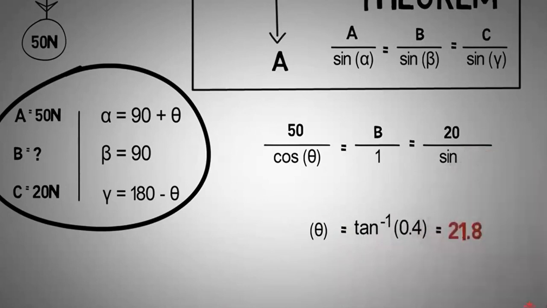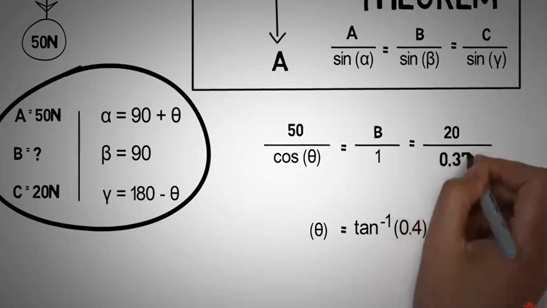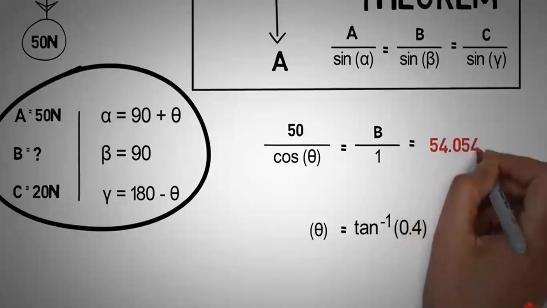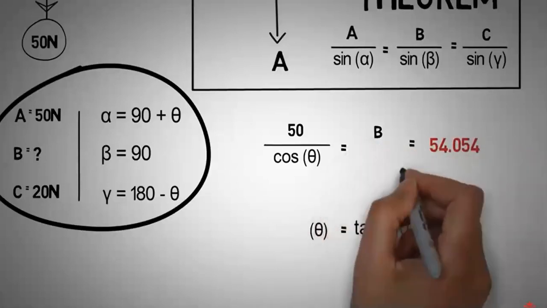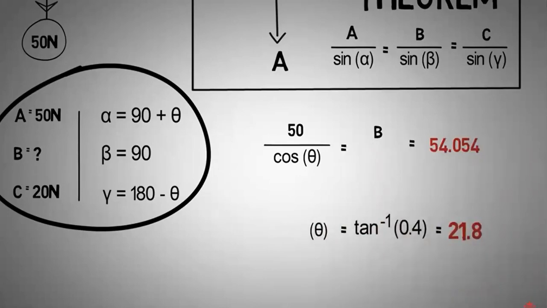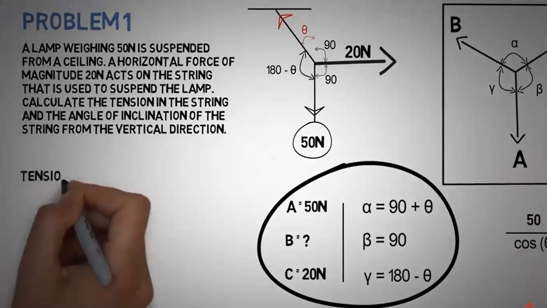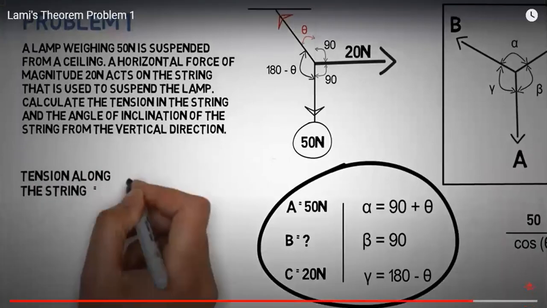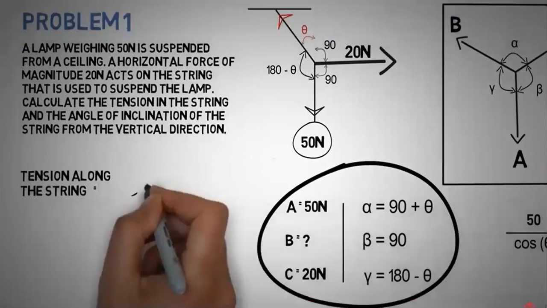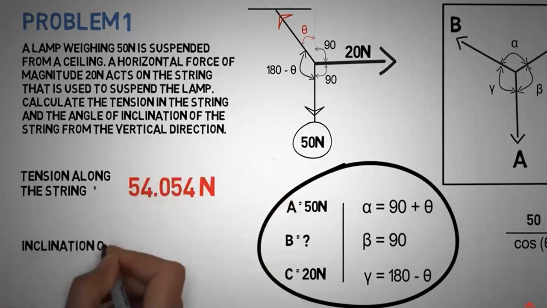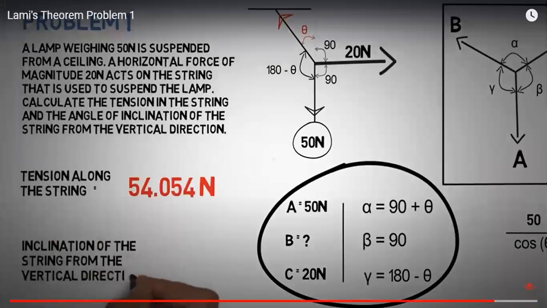Using this value of theta in the equation, sine 21.8 is 0.37. 20 by 0.37 is 54.054. So B is equal to 54.054. Now we have calculated the two values that we wanted. The tension along the string is equal to B, that is 54.054 newtons. The inclination of the string from the vertical direction is equal to theta, that is 21.8 degrees.